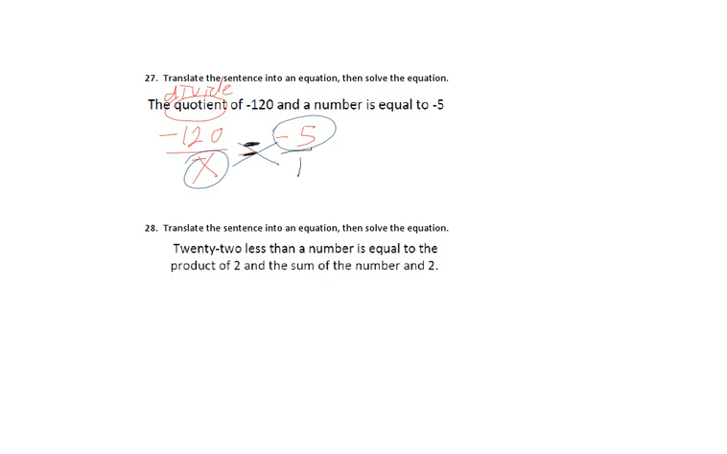x and negative 5 will multiply to become negative 5x. Then negative 120 times 1 will multiply to become negative 120. Once you get here, the last step is divide by negative 5. And negative 120 divided by negative 5 is positive 24.